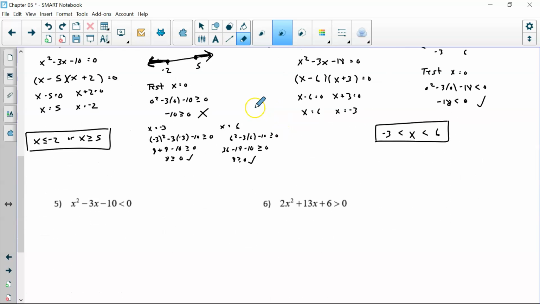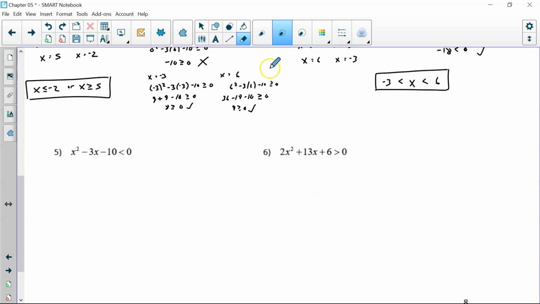Number 5. Same thing, treat it like an equation. X squared minus 3x minus 10 equals 0. Factor. To get negative 10 and add to negative 3, we get minus 5 and plus 2. X minus 5 equals 0. X plus 2 equals 0, so x equals 5, x equals negative 2.